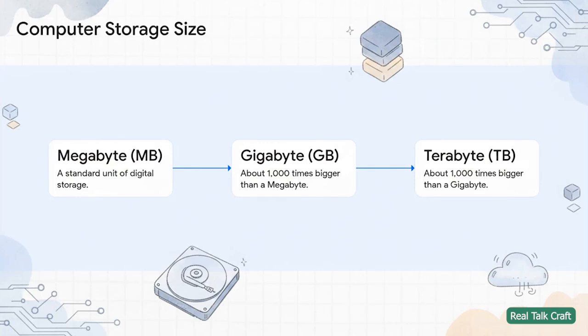Now let's talk storage. You know, how much stuff your computer can actually hold. You've heard these words before. A megabyte, or MB, is kind of our basic unit. But then you get a gigabyte, or GB, which is about 1,000 times bigger. And a terabyte, a TB, that's about 1,000 gigabytes. The jump in size is just massive. To put it in perspective, a 1 terabyte hard drive can hold hundreds and hundreds of movies.